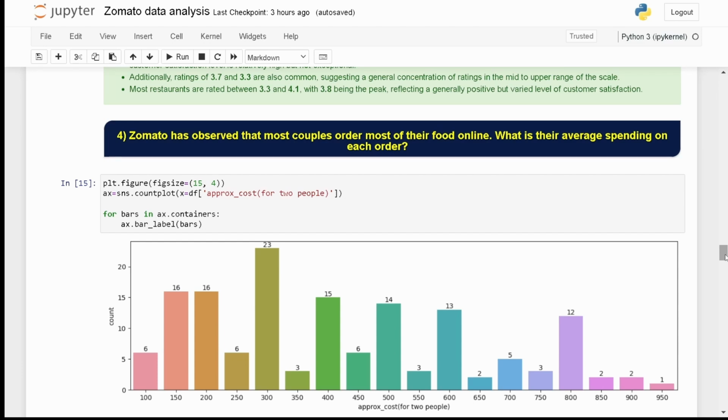The next most common spending amounts are 200 rupees and 150 rupees, each with 16 occurrences, followed by orders costing 400 rupees with 15 occurrences. Most couples prefer affordable dining options, as the majority of spending falls in the range of 200 to 500 rupees per order. This suggests that Zomato can focus on promoting special offers for restaurants with meal options priced between 200 to 500 rupees to attract more couples who prefer ordering online.